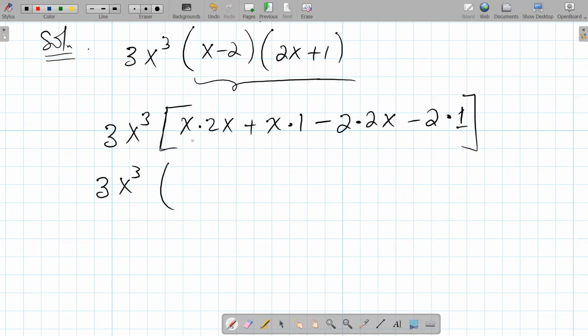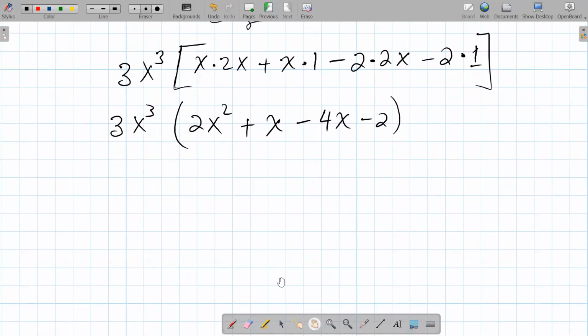Now, this 2 here multiplies will give you 2x squared plus x. That will give you 4x. And that will give you minus 2. Okay, check how I multiply everything. And then I'm still going to keep that and simplify what is inside. 2x squared. And when you get here is x's. So x minus 4x should give you minus 3x minus 2.